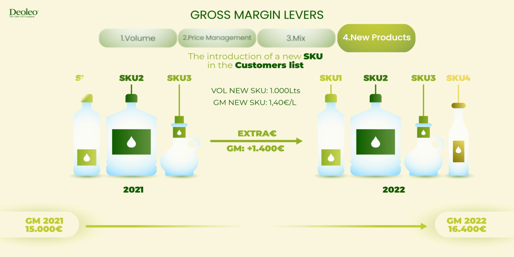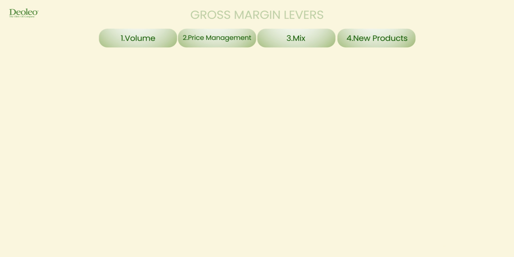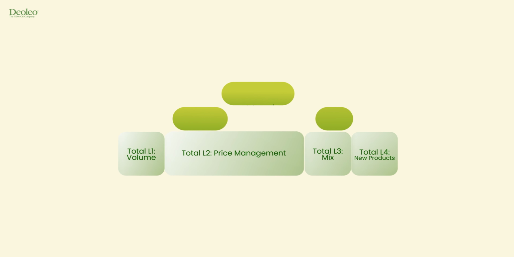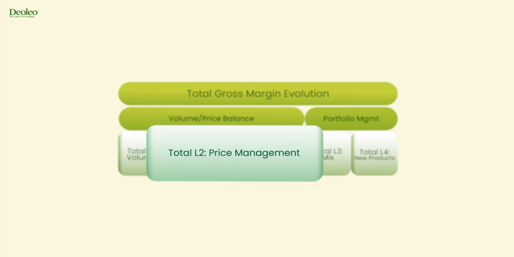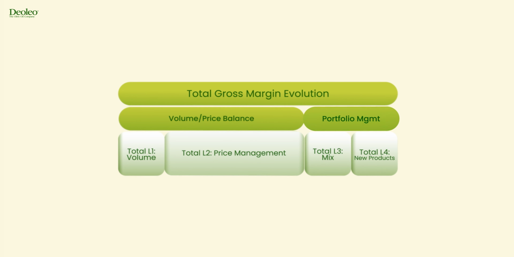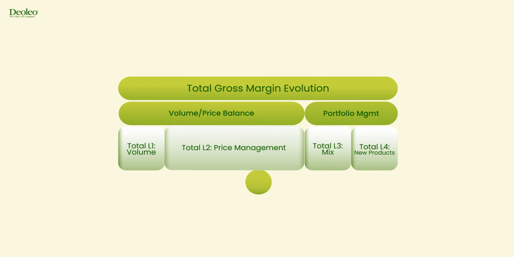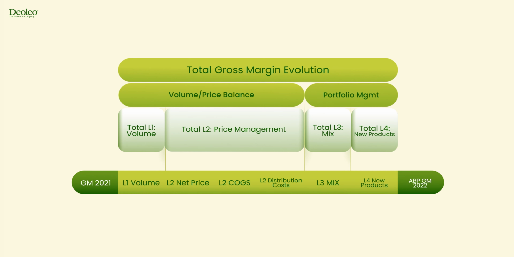Knowing this, due to the relation between the drivers that we have seen, we combine them in two bigger levers: volume price balance, including the volume and the price management; and total portfolio management, which gathers the mix and the listings and new products lever. As a new example to understand it better, imagine we want to elaborate the annual business plan 2022 for customer A.